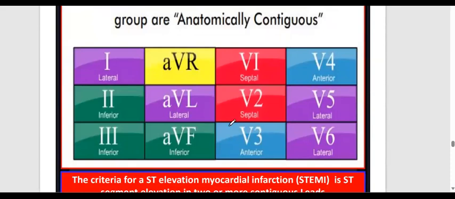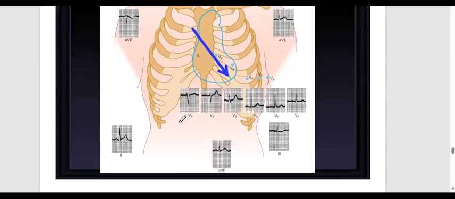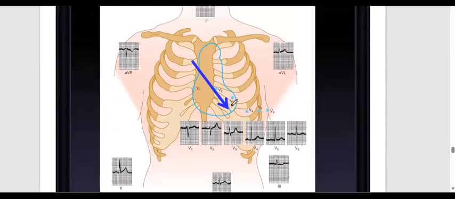Okay, so here we have to connect lead one, lead two, lead three, AVL, AVF, V1, V2, V3, V4, V5, V6. So here the area is given. Okay, so where we will get what type of graphs? If V1 is there, because the SA node is nearby, you will get this type of graph.